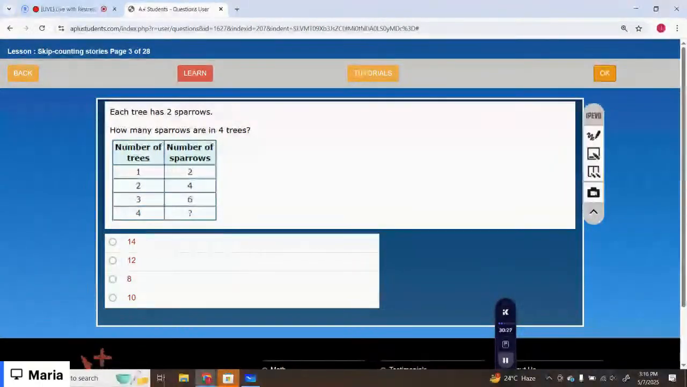Each tree has two sparrows. How many sparrows are in 4 trees? So which is the correct option? That is 8. Option number 3 is the correct option.